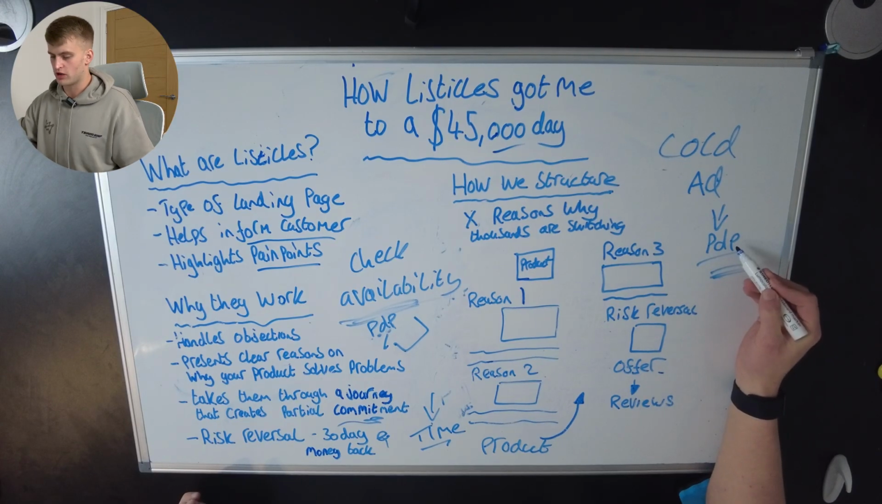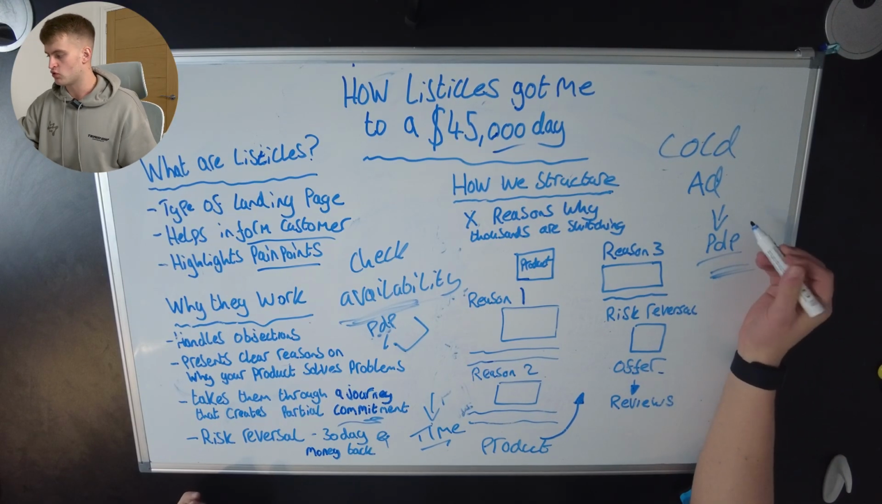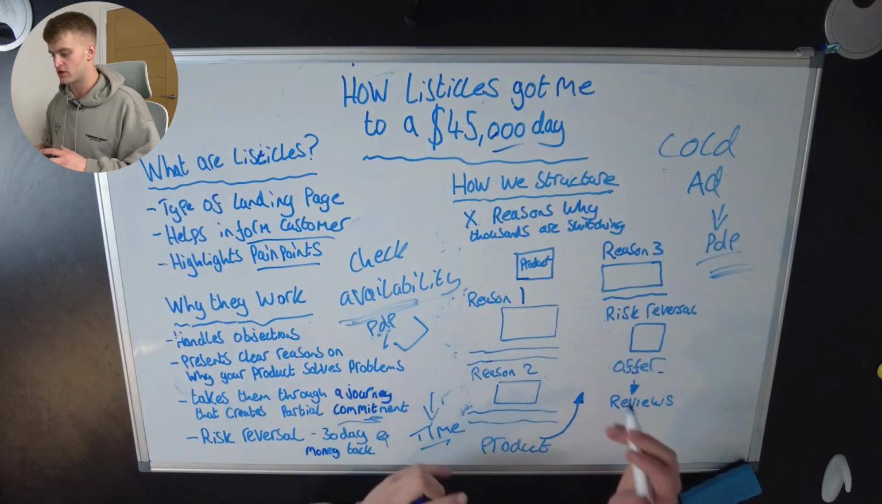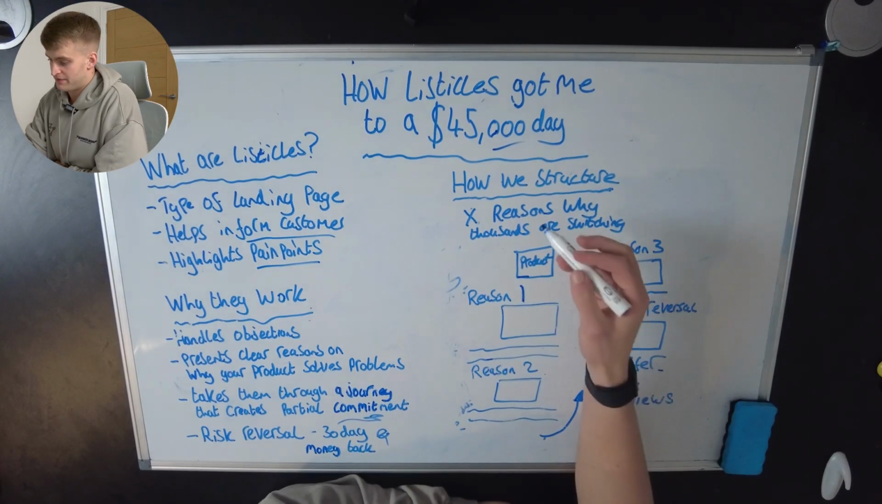Whereas if you're sending cold traffic from one ad to a PDP, it's going to be a lot harder. Not to say that this can't work, obviously it does. We still run traffic to product pages, but this listicle format just performs that slight bit better. And this is how we structure it.